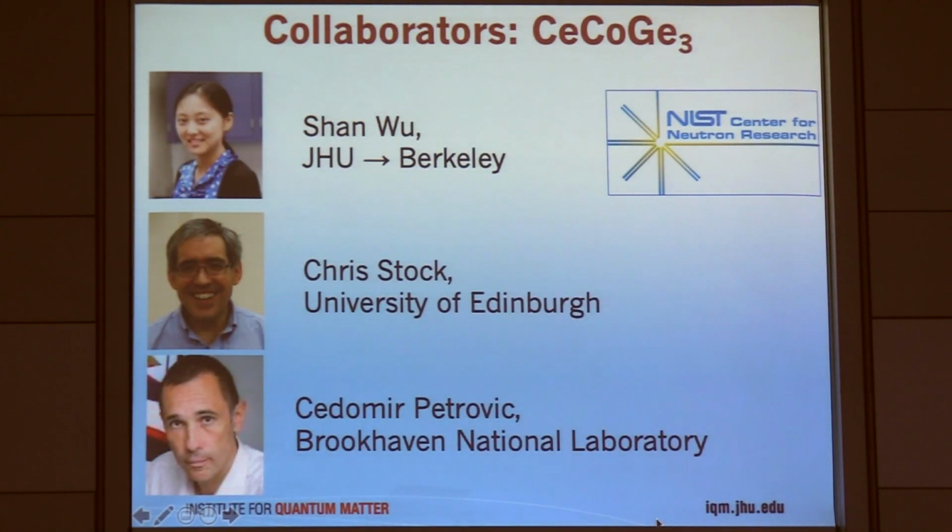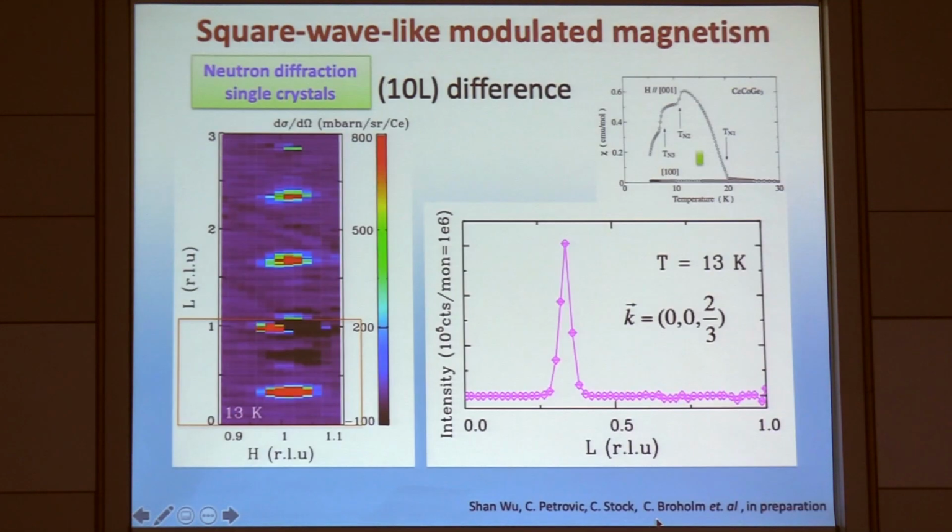This is work that was done by Shan Wu while she was a graduate student at Johns Hopkins, and Chris Stock and Cedomir Petrovic were also involved in this work. And we did the experiments at the NIST Center for Neutron Research. Okay, so I'm going to show you some diffraction experiments carried out in each of the temperature regimes that illustrate each of these phases.